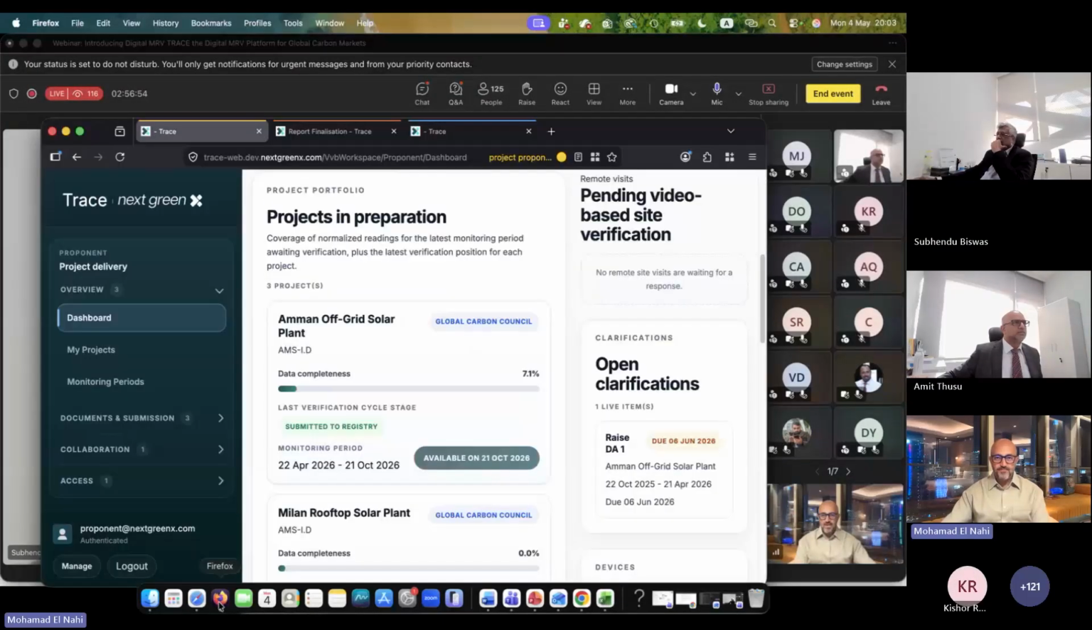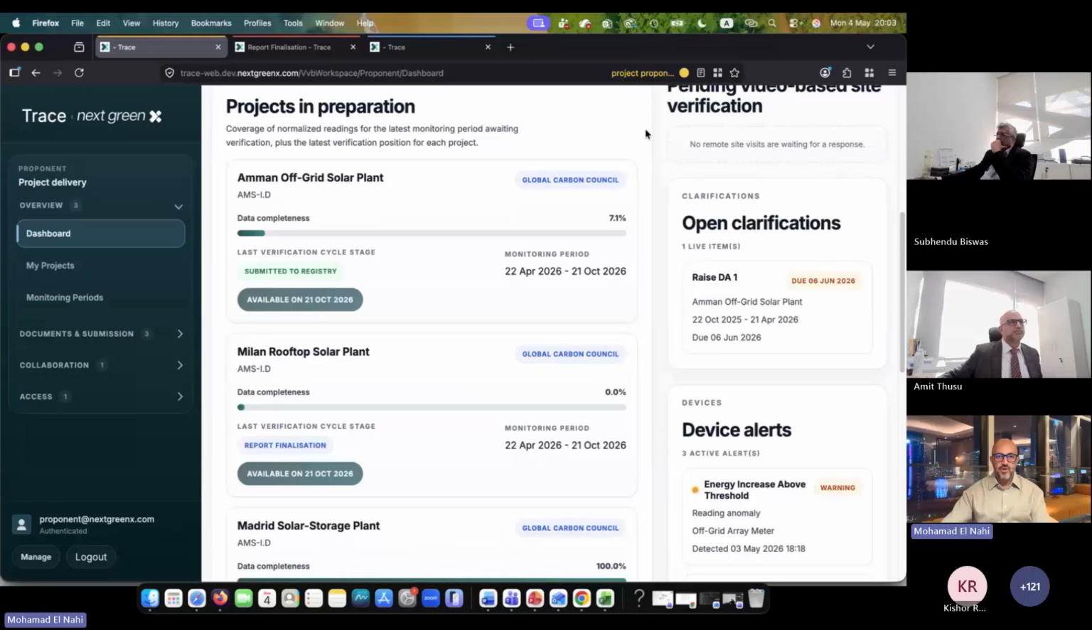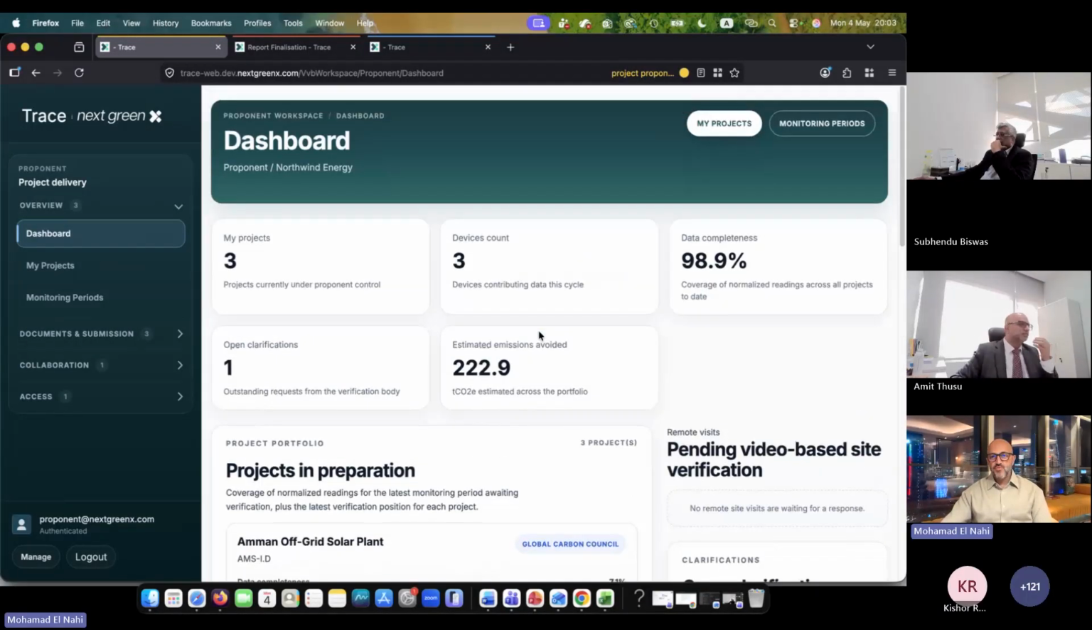I will share my screen to show you in a nutshell how the view looks. I will start with a project proponent view. You should be able to see my screen. Maybe you can confirm. Yes, we can. Perfect. So never mind the numbers for the time being. This is just for demo purposes.